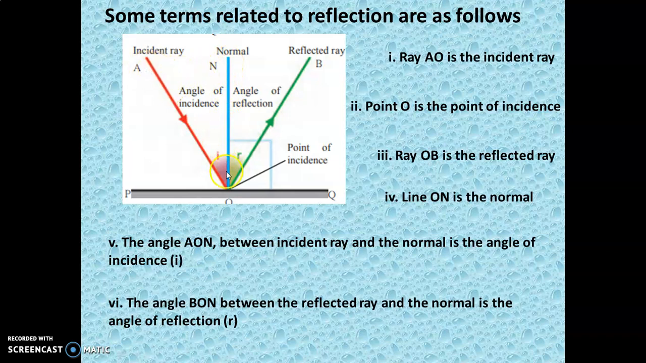The angle AON, this angle, is called the angle of incidence, and this is denoted by the letter I. The angle BON, with the blue line and the green line, is called the angle of reflection, and the angle of reflection is shown by the letter R. So we have the angle of incidence, shown by the letter I, and the angle of reflection, shown by the letter R.